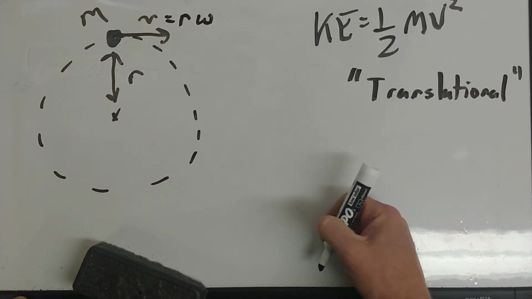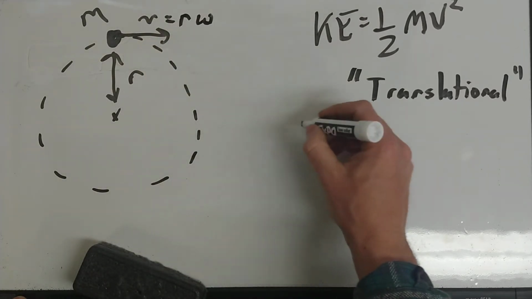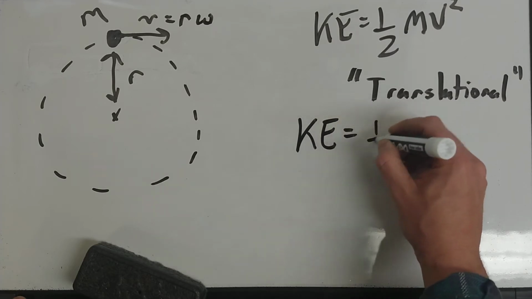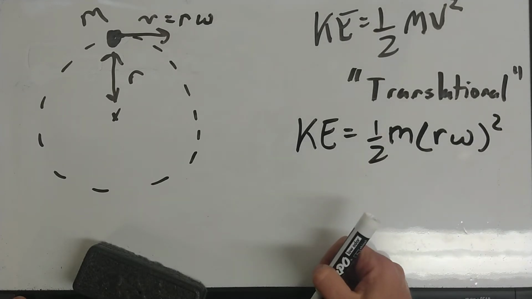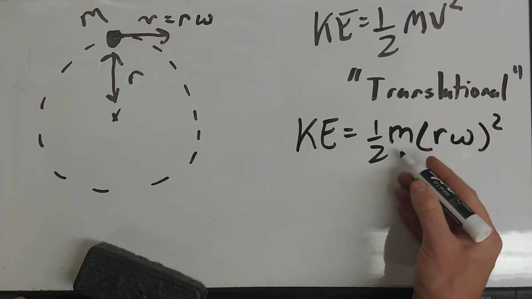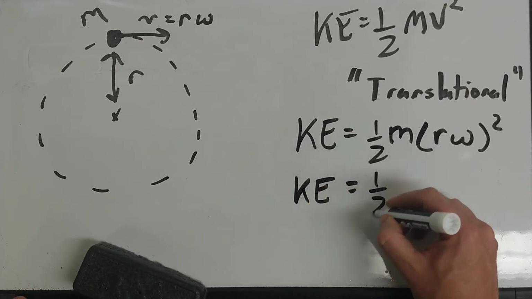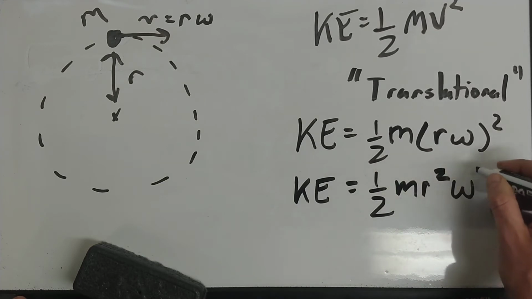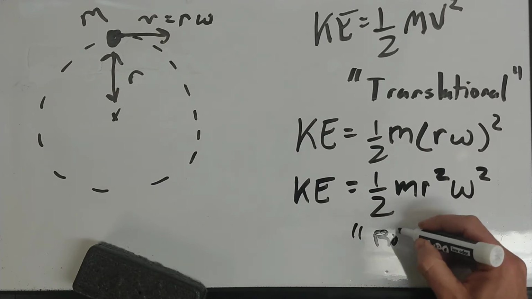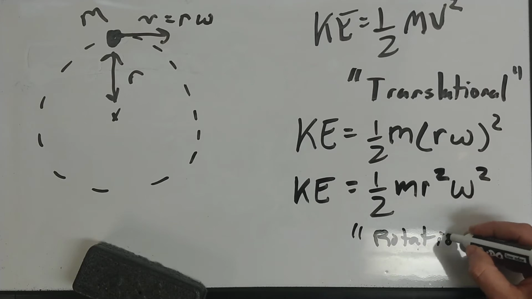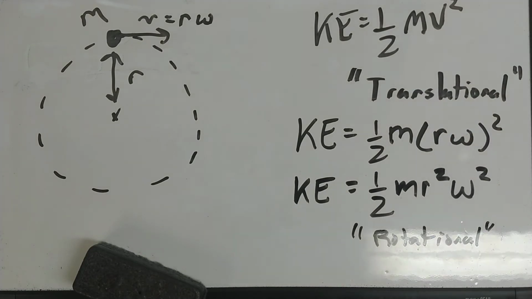All right. So let's see here. KE equals 1/2 of the mass times our r omega, squared. Now when we square out this business here, we get 1/2 m r squared omega squared. This is the rotational or angular kinetic energy for one single particle moving in a circle. It's just writing v in terms of omega.